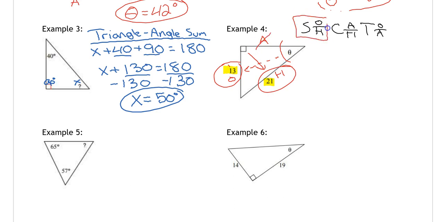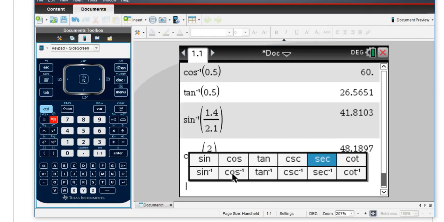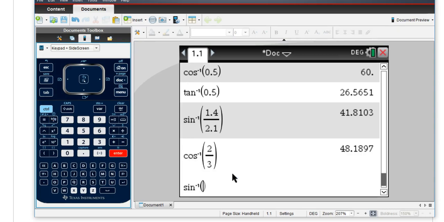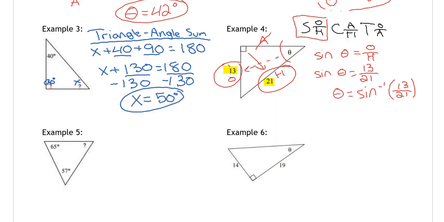So I'm going to be using sine, right, which is opposite over hypotenuse. So sine of theta equals, my opposite side is 13, my hypotenuse is 21. To solve for theta, right, get rid of the sine, I have to do the inverse sine of 13 over 21. So let's type that in the calculator. Inverse sine of 13 over 21. And I get 38.2 degrees.